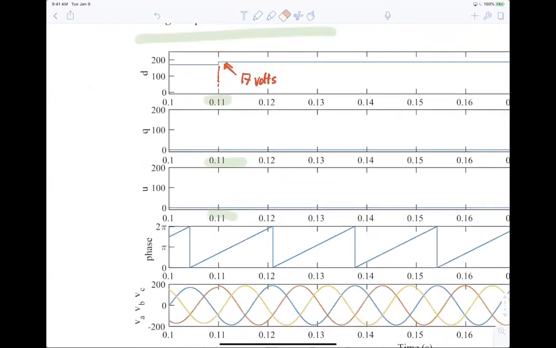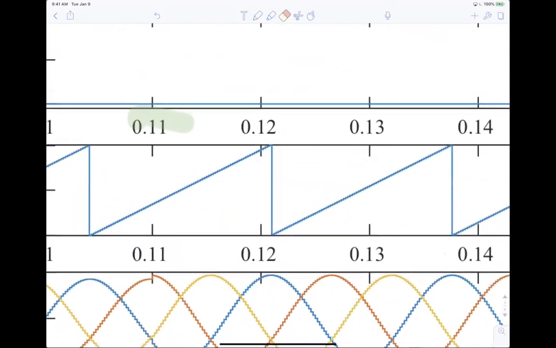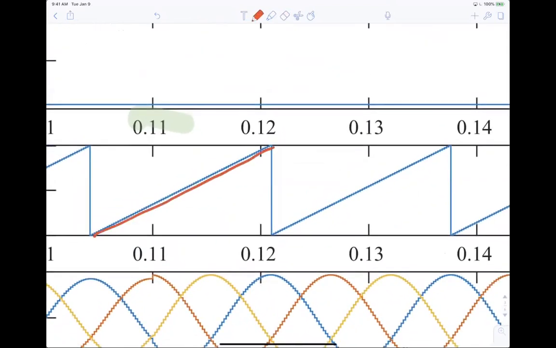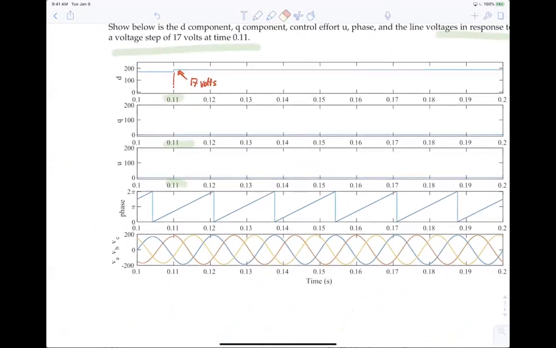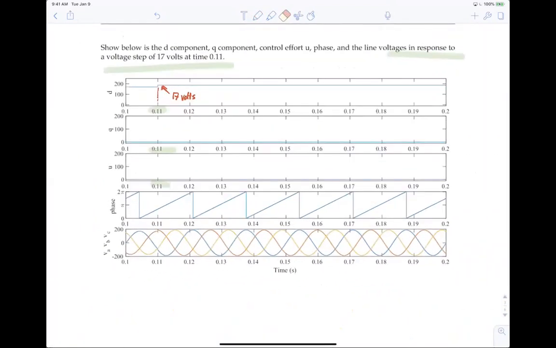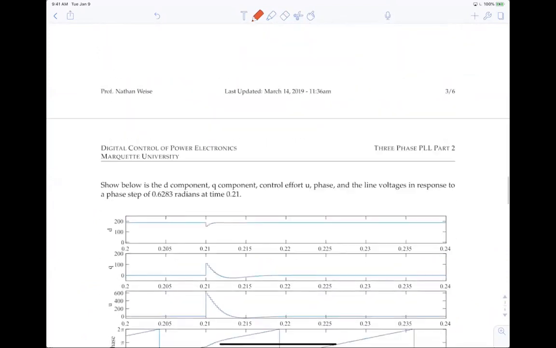We remain locked here. Control output looks the same, and if you look at our phase, you can see it's digitized here, which is great. This is what you would expect to see in a digital controller. The response here isn't any different than what we saw in the continuous time variant, except our values are now digital. They're discrete time steps. You have some finite precision.